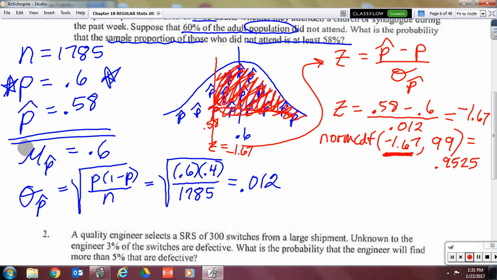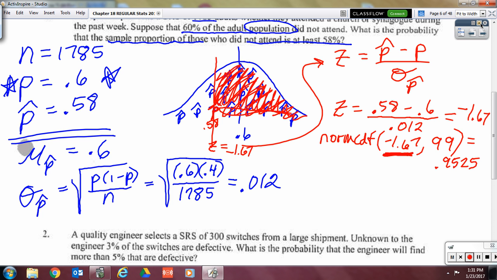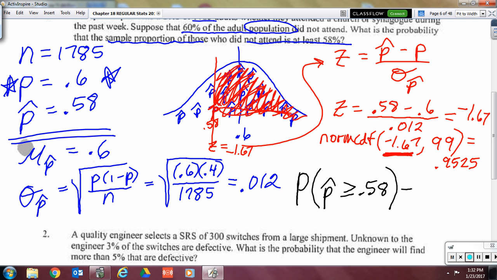All right, so the last thing that I want to happen is for you to use some correct notation in your answer. So I'm going to teach that to you, and let's put this in another color so it'll stand out. So here's how we will write our answer. It's basically like stating a sentence, but with letters instead. The probability that p hat is greater than or equal to 0.58 is 95.25%. Okay, so write that down and we'll talk about it.